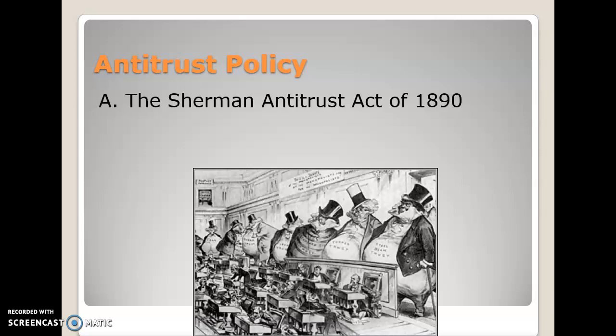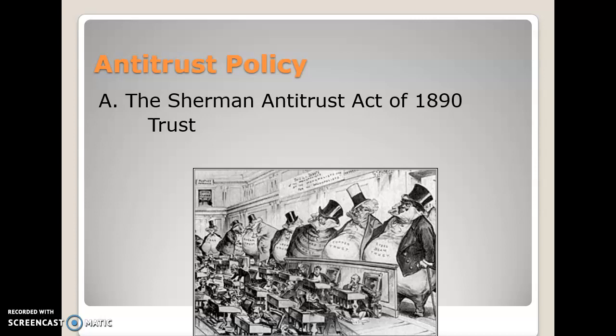All right, letter A, the Sherman Antitrust Act of 1890. Prior to 1890, one of big business's favorite ways of limiting competition without actually forming a monopoly was to form what was called a trust. Here's a definition of a trust. It is when the head of an industry's largest company persuades the other firms to combine their stock in one account.